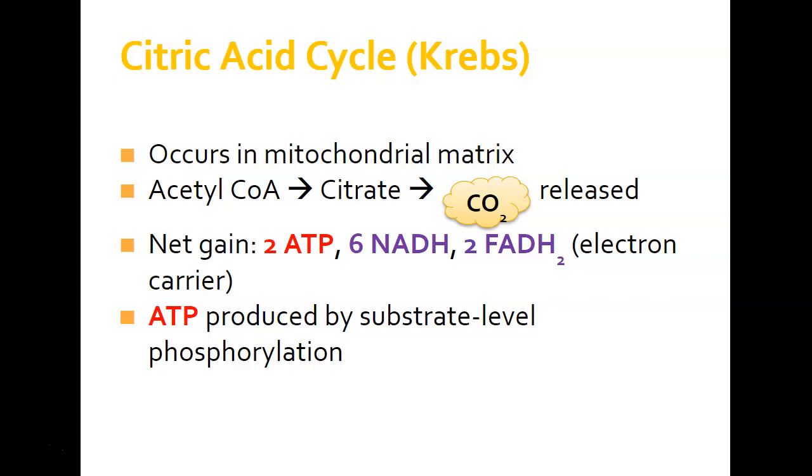We will generate 6 total NADHs, and 2 total FADH2s. FADH2 is also an electron carrier molecule, so it's going to carry electrons to the electron transport chain also. It just doesn't carry as much. And then ATP gets produced by that substrate-level phosphorylation.